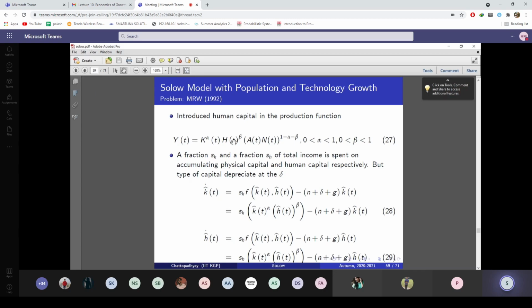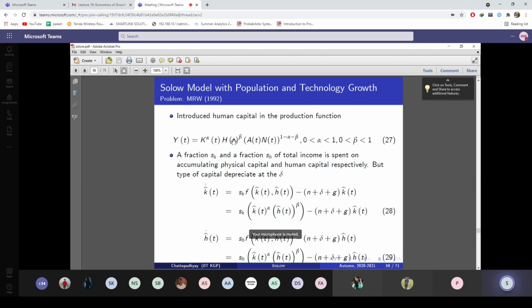So what should be the correct measure of human capital? There is no consensus in the literature about what we should use as the correct measure of human capital. Mankiw, Romer, and Weil have taken the average enrollment rate in education for any particular country as human capital.